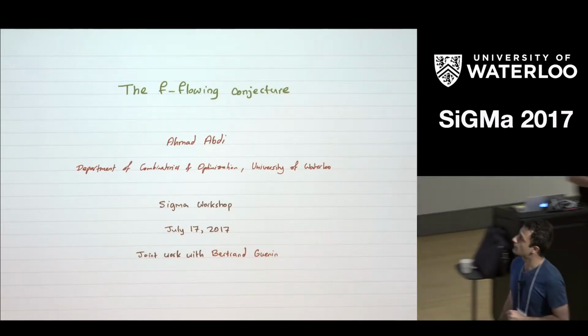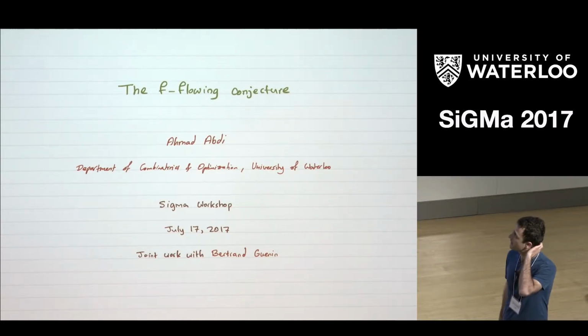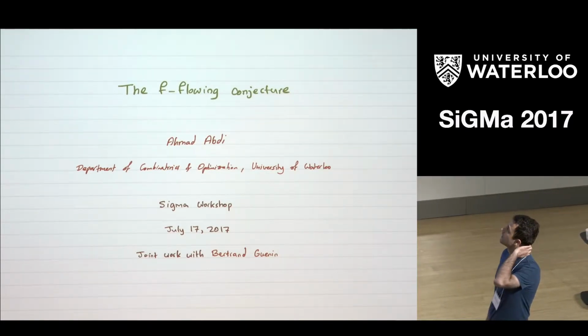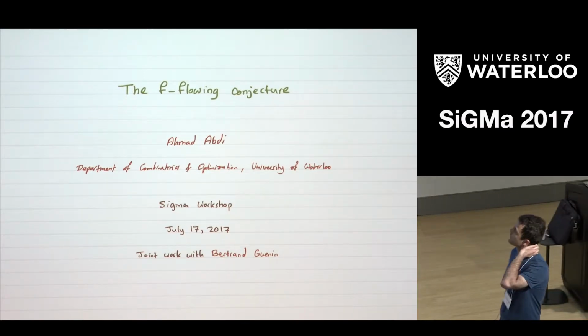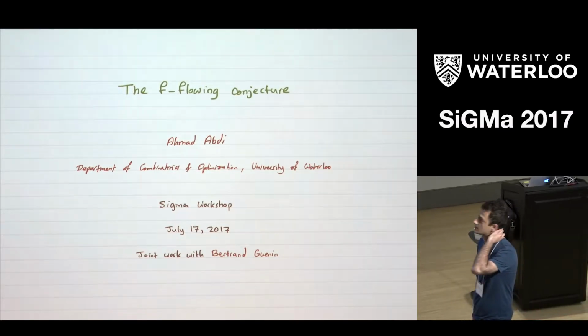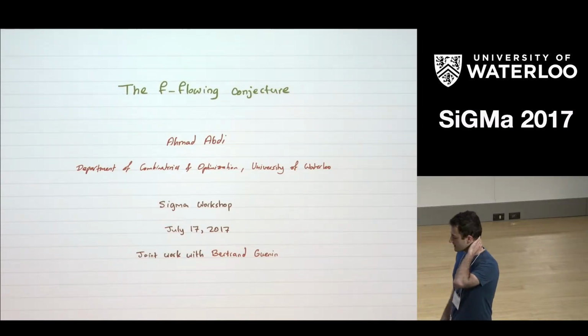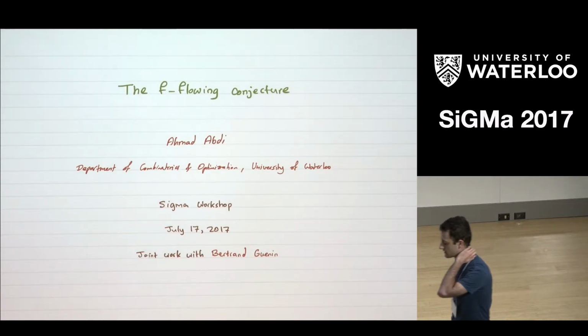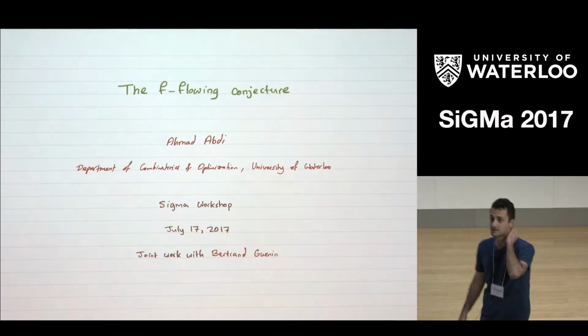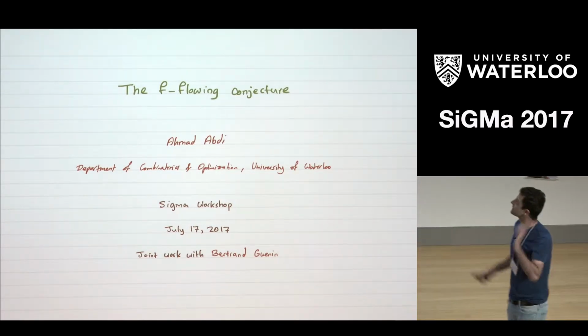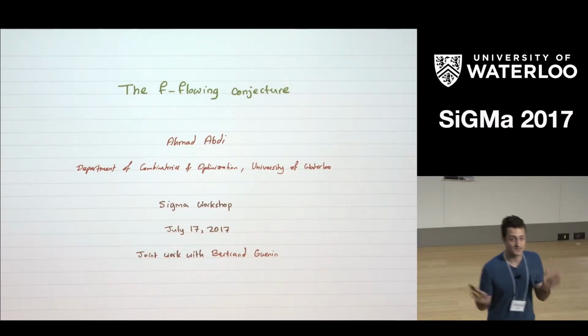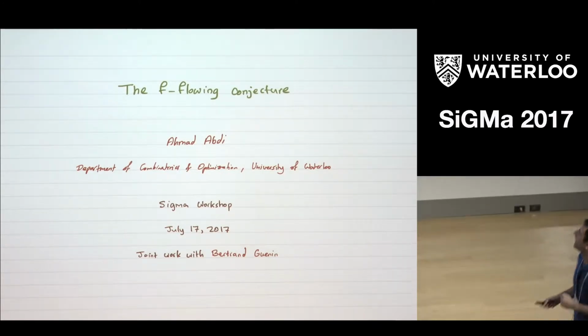So I'm going to be reporting on some progress I've had recently with Bertrand Guenin on Seymour's F-flow conjecture from 1977. This conjecture sits at the heart of polyhedral combinatorics, and it's interesting for a variety of reasons, and you can state it in many different ways.